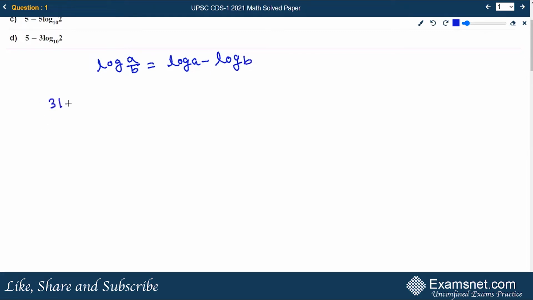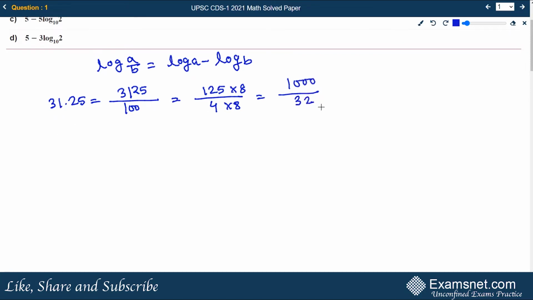First of all, 31.25. If we write it as a fraction, it is 3,125 by 100. Further, we can simplify it. If we divide by 25, we get 125 by 4. Again, we can multiply it with 8, so we will get 1000 by 32. That means 31.25 can be represented as 1000 by 32.